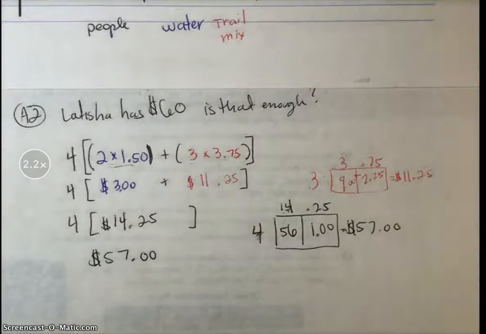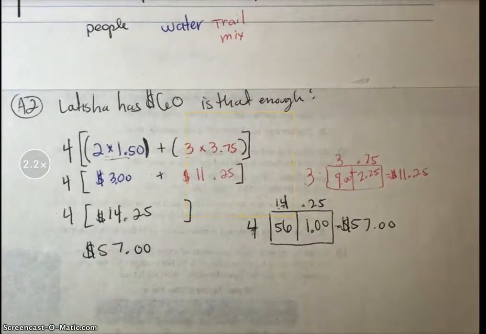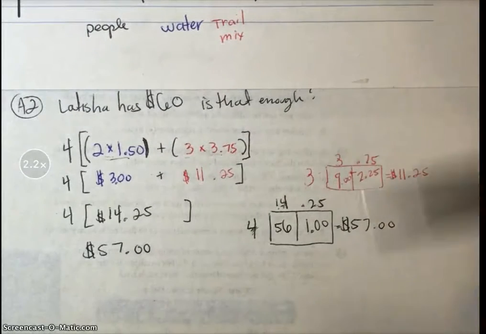Yeah, it looks like it. It looks like $60 is enough money for Letitia to take all her friends hiking, buying all these extra items for them. Okay, so these are your notes.